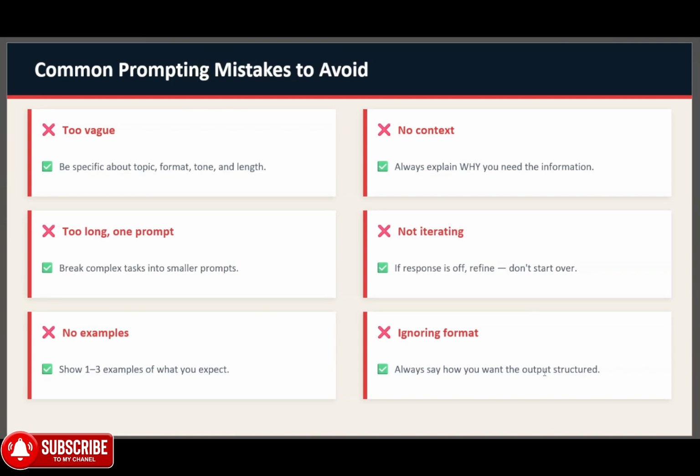So the next is common prompting mistakes. Let's flip it around, because knowing what not to do is just as important. And I want to show you one more live example here. The biggest mistake of all is being too vague with no context. Watch here. It would be: help me write an email.